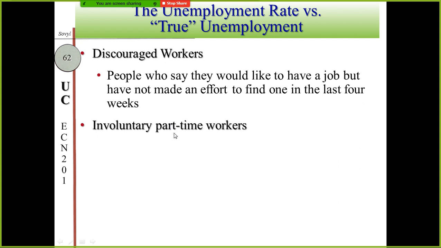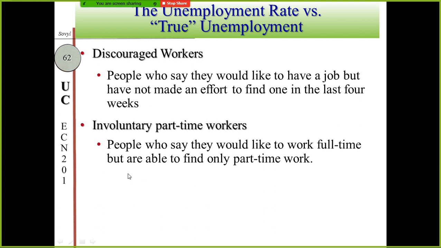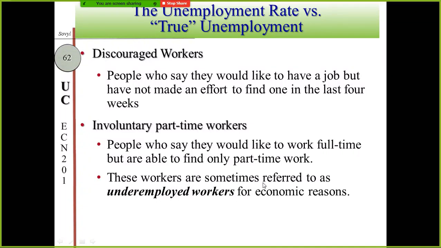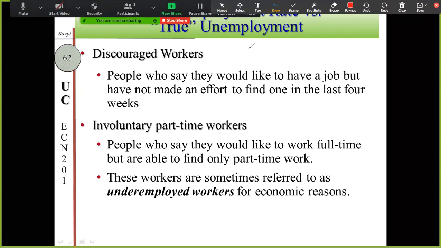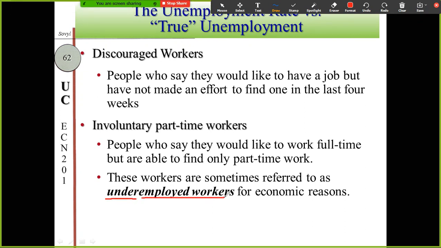The other one, voluntary part-time workers. People who say that they would like to work full-time but are able to find only part-time jobs. This refers to workers who want a full-time job but cannot find one, and get only part-time jobs. These workers are sometimes referred to as underemployed workers. Underemployed workers are not unemployed, because they work, but just part-time. Full-time is normally 8 hours per day, but sometimes they work only 1 hour, 2 hours, 3 hours.